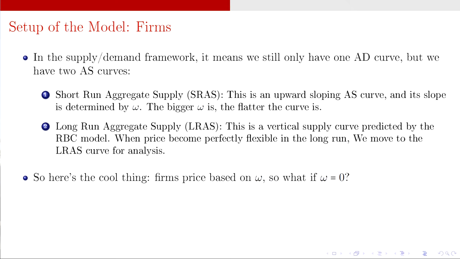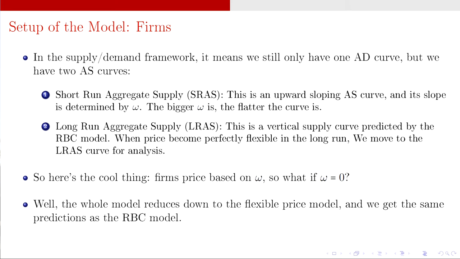So here's the neat thing though. Firms price based on omega, because remember, firms know what omega is. So what happens if all the firms know omega is equal to zero? Well, basically, this short-run aggregate supply curve becomes steeper and steeper and steeper, and as omega becomes equal to zero, the short-run aggregate supply curve becomes vertical.